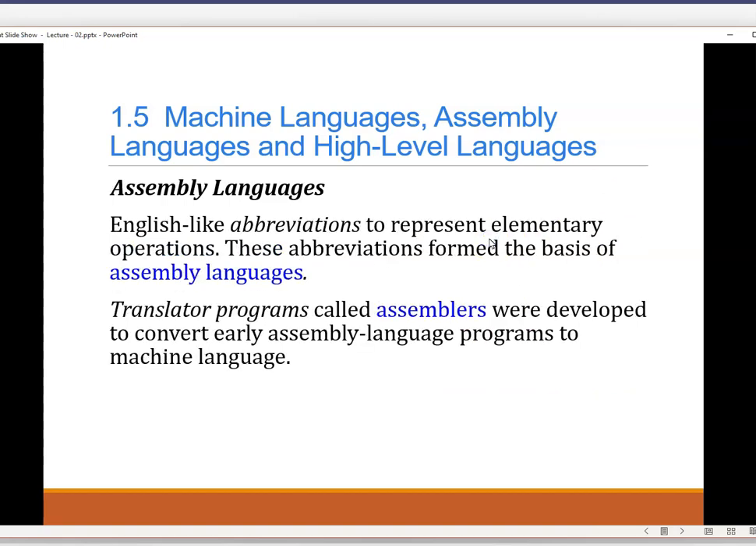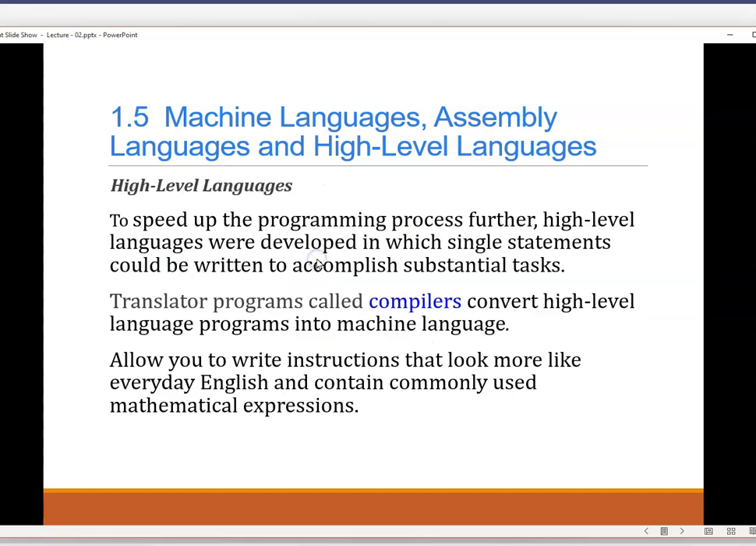An assembly language has English-like abbreviations to represent elementary operations. These form the basis of a very simple assembly language. Translator programs called assemblers were developed to convert early assembly language programs to machine language.